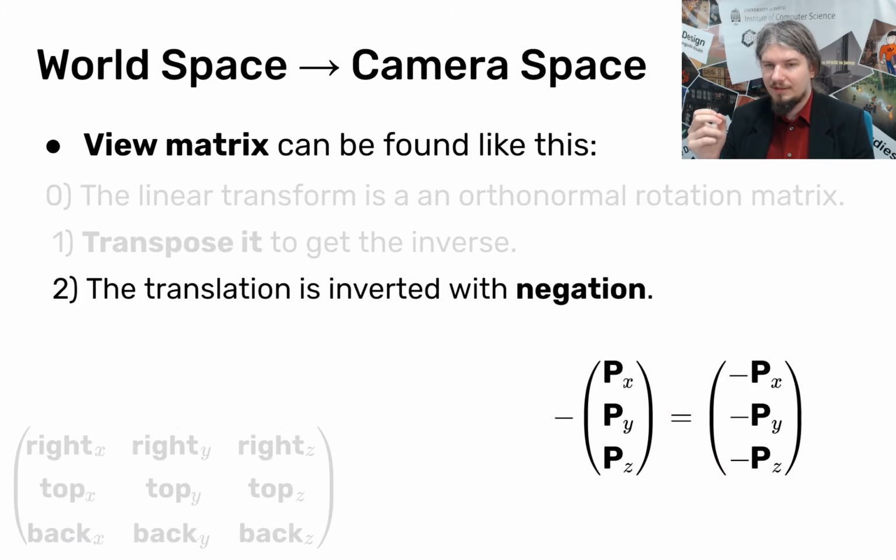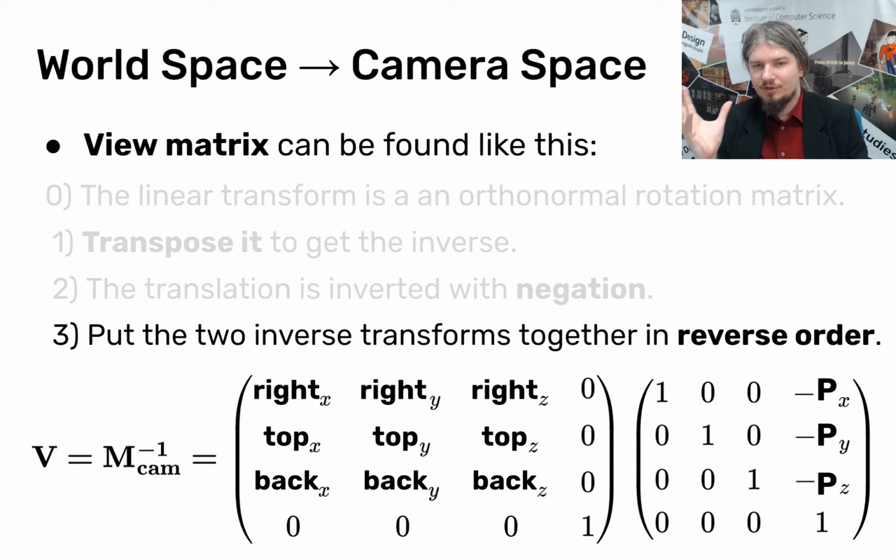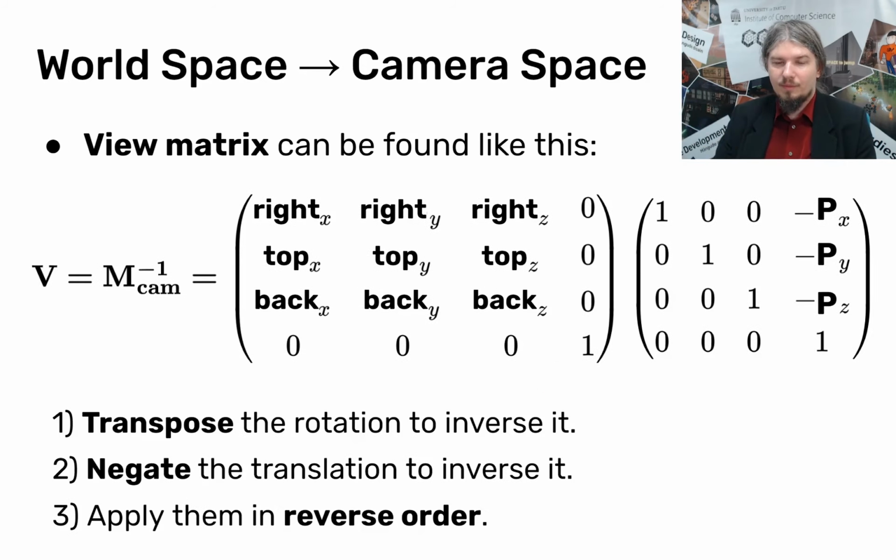And next we have this translation, which we're going to invert by just negating it. So instead of moving objects from point A to B, we negate it and move them from point B to A. And lastly, we want to invert the order of these transformations. Remember, in this augmented transformation matrix, the linear transformation part was applied first and then the translation. But now we want to do it in the reverse order. That will give us this view matrix.